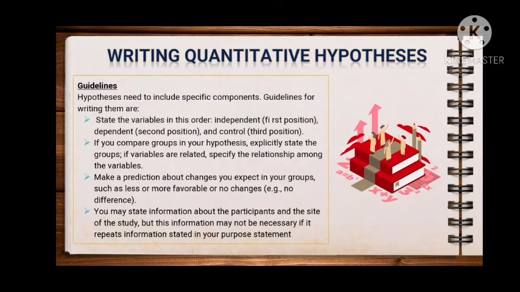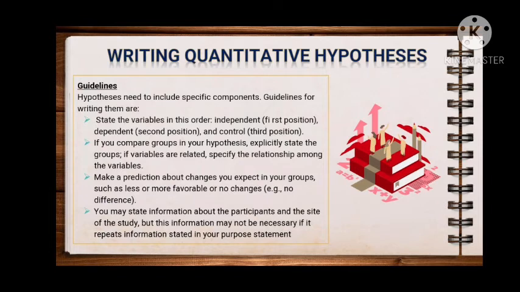And we come to how to write a quantitative hypothesis. These are the guidelines for writing them. The first, state the variables in this order: independent in the first position, dependent in the second position, and the control in the third position. If you compare groups in your hypothesis, explicitly state those groups. If variables are related, specify the relationship between the variables.